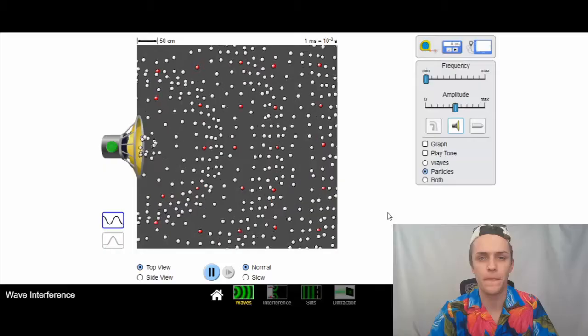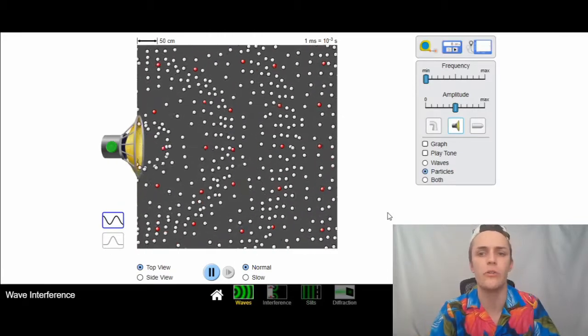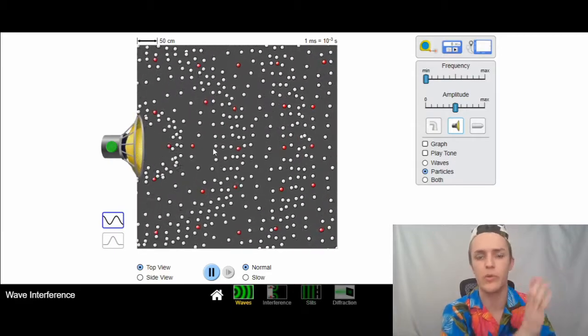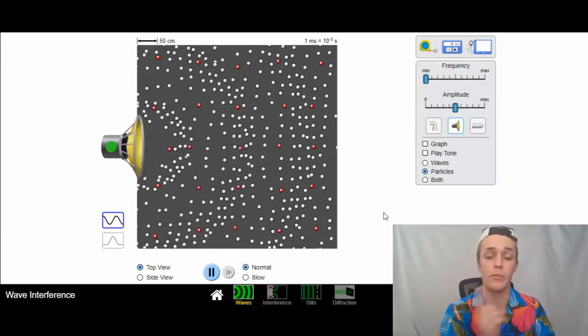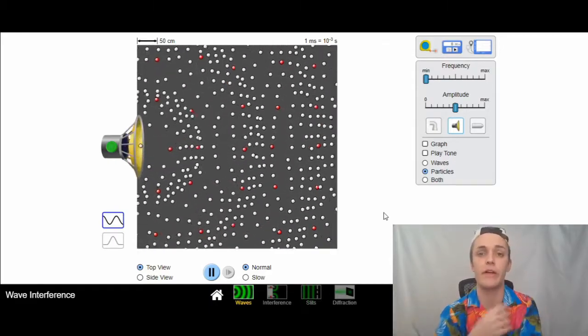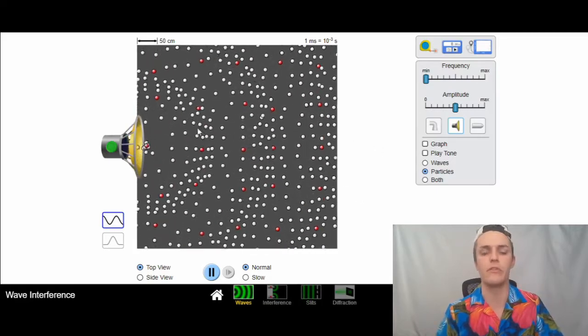Alright, so we're back at the sound simulation. I showed you this earlier just to show you how you could see that the waves were moving in the same direction as the energy is going, right? That the particles are moving in the same direction that the energy is going. They're going from left to right on your screen. The particles and the waves are moving from left to right on your screen.